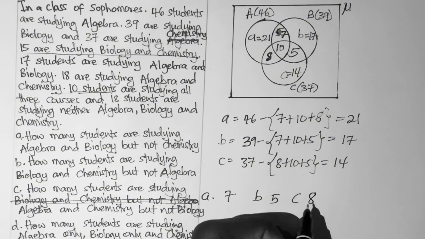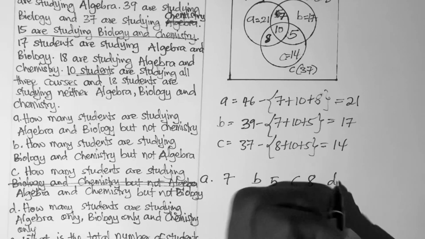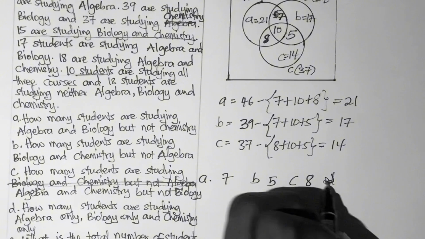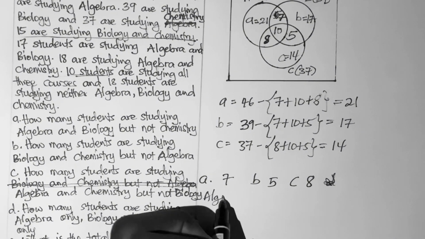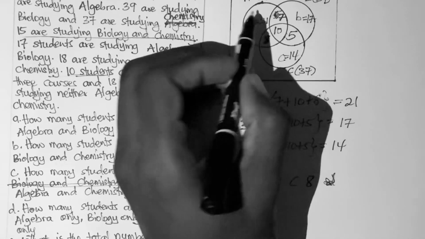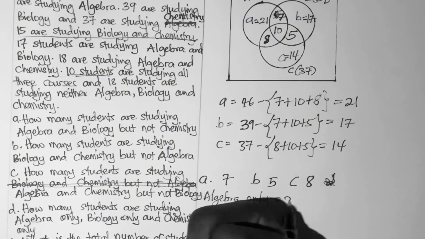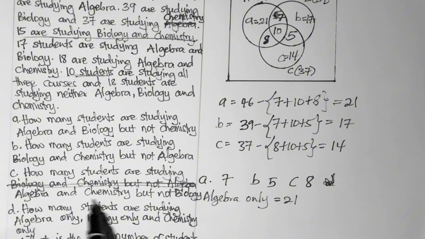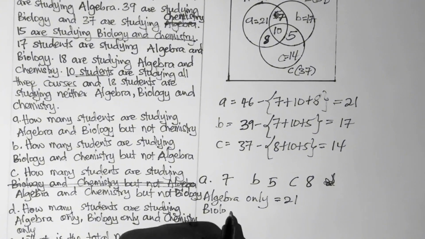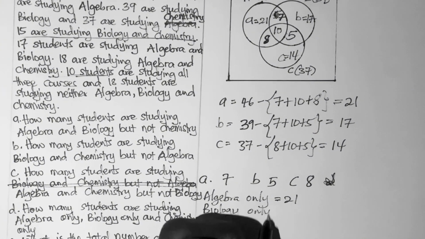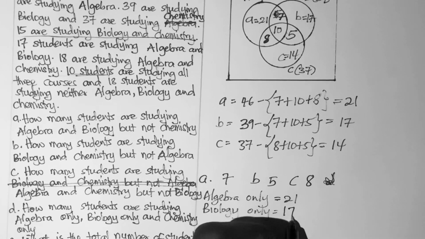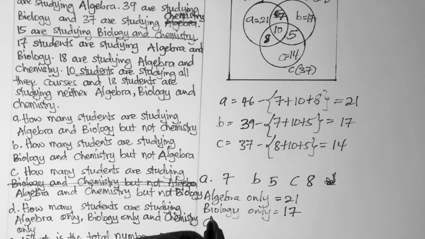So C is 8. And then the D portion says, how many students are studying algebra only? So let me write it here. Algebra only. You see that algebra only is this region. So that is 21 people. And then the next one is biology only. Biology only is this region alone, and that is 17. And then the next one is chemistry only.